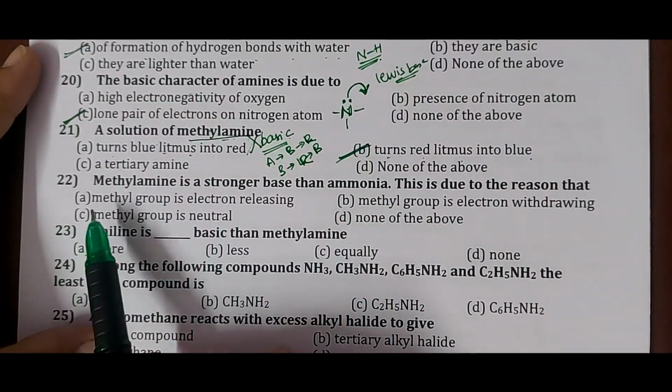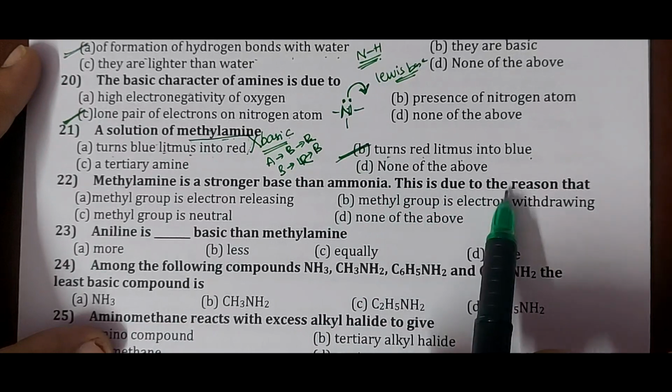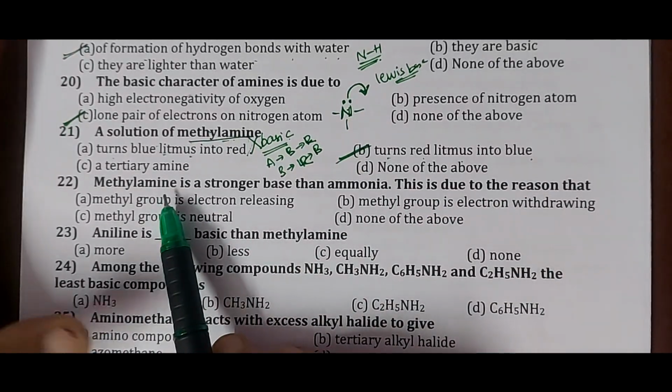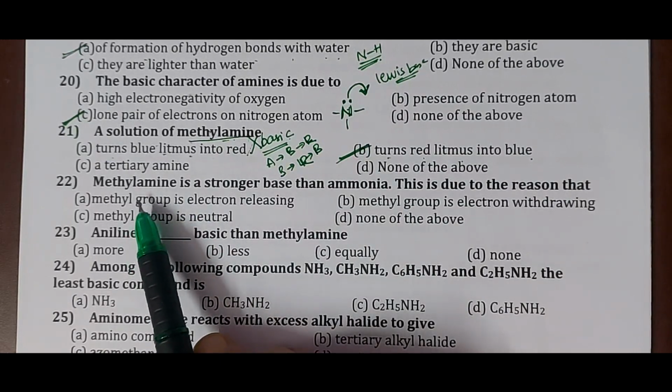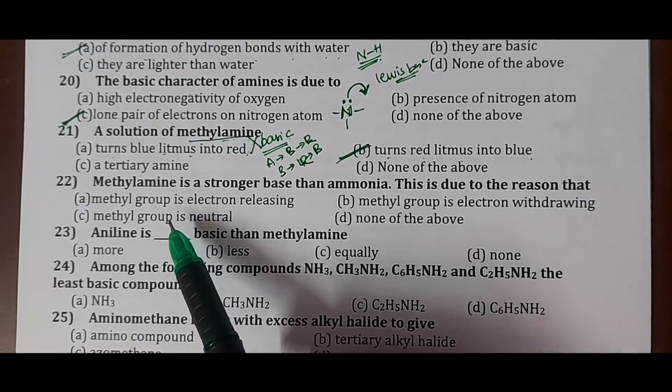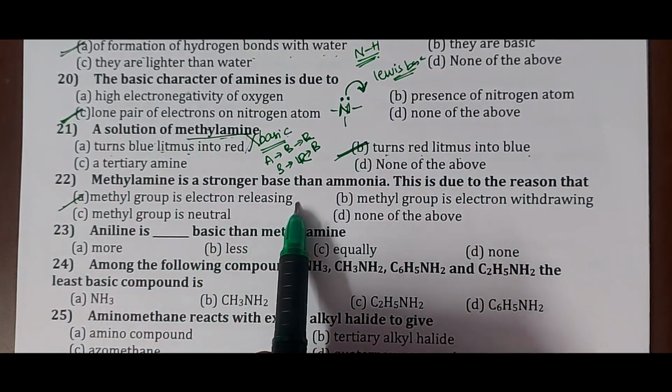Next, we'll go with question number 22. Methylamine is a stronger base than ammonia. This is due to the reason that... So why is methylamine a stronger base than ammonia? Because of the electron releasing group of methyl, and hence the correct answer is option A. Methylamine is electron releasing in nature.